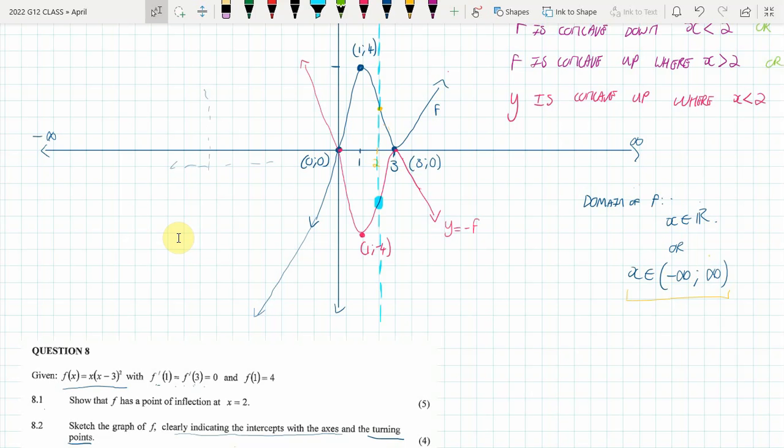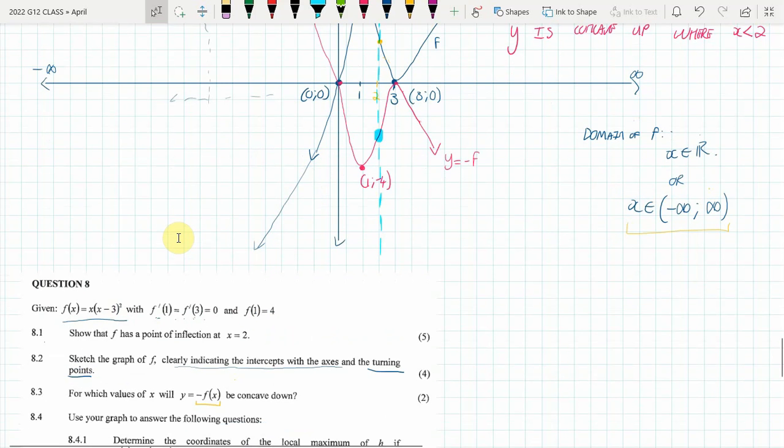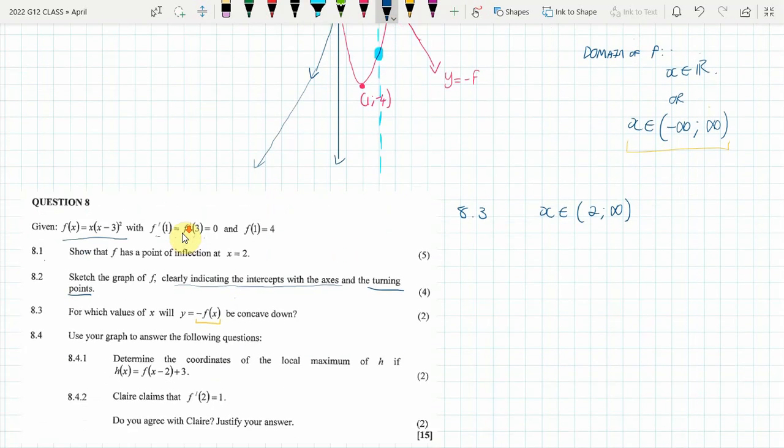Is the question asking us to look at y equals negative f(x) or f(x)? Negative f(x). Okay. It's from 2 to positive infinity. Yes, 2 to positive infinity. Well done. Let's keep going.